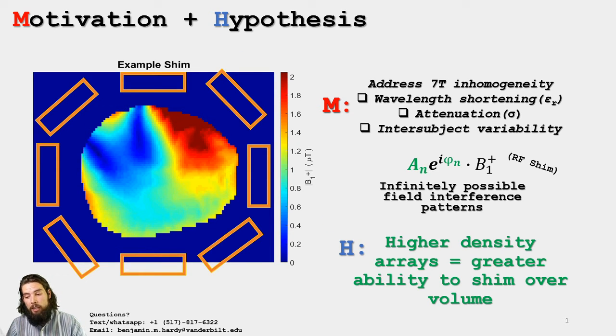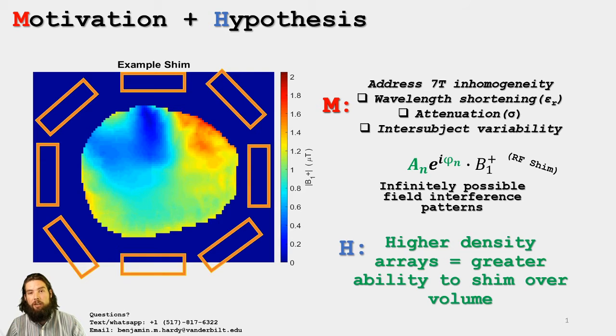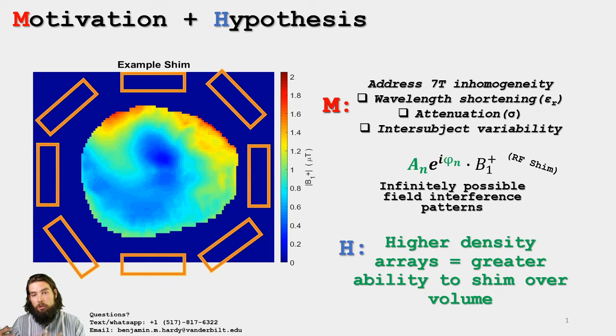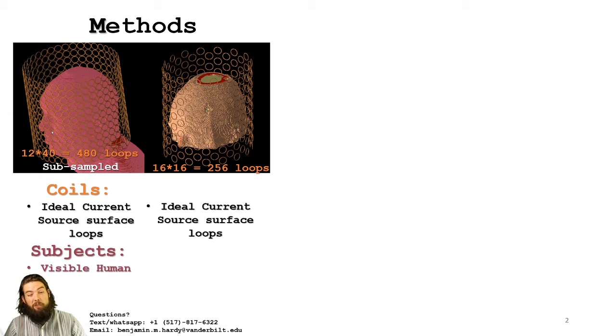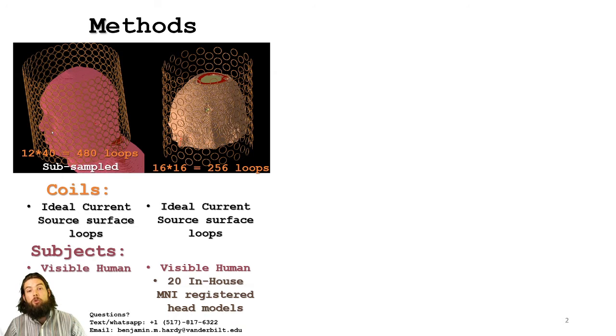We want to look at, in particular, the ability of higher density arrays to tailor the field for subjects. So two arrays in general that I want to draw your attention to are a 480 loop array, which is subsampled to create more arrays, and then a 256 loop array as well. The coils within these arrays are ideal current source surface loops, and the subject for the 480 loop array is the visible human model. Along with the visible human model, the 256 loop array was simulated over 20 in-house MRI registered data sets.